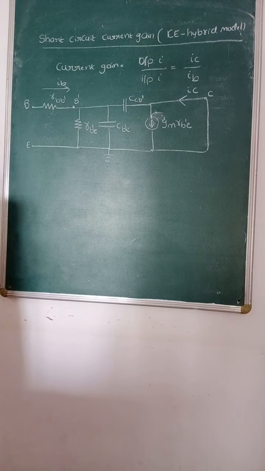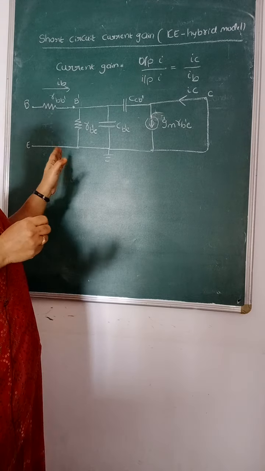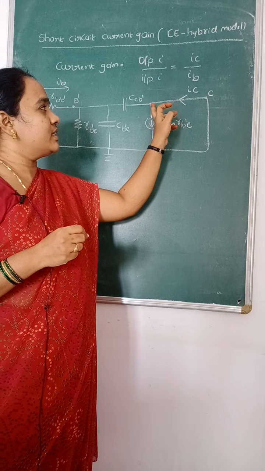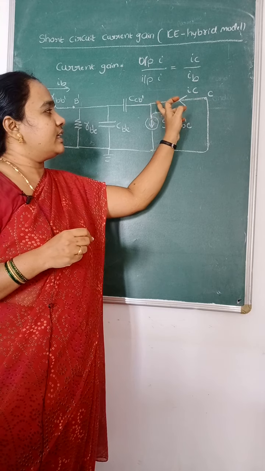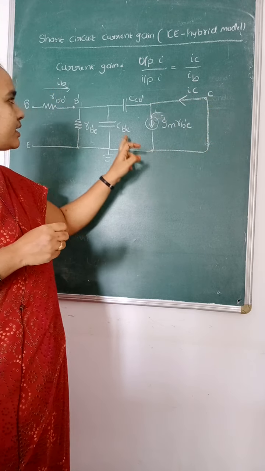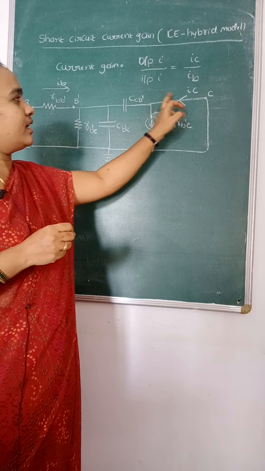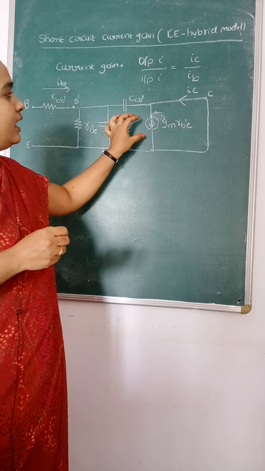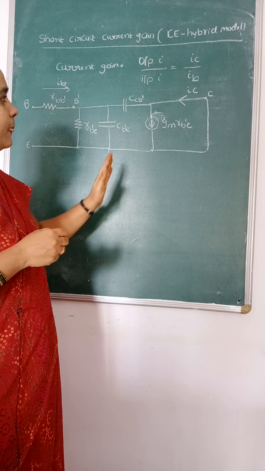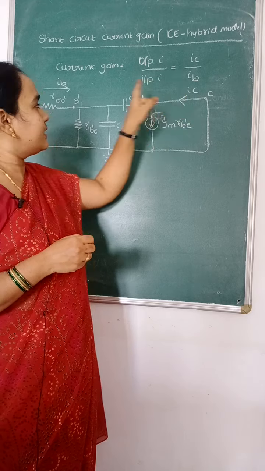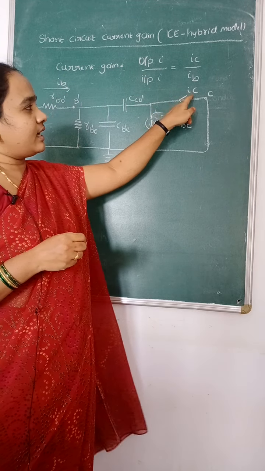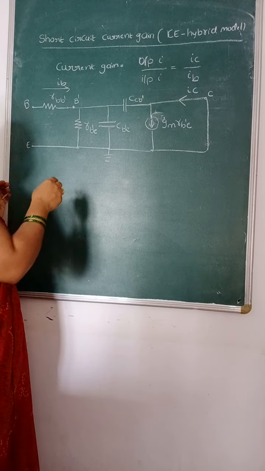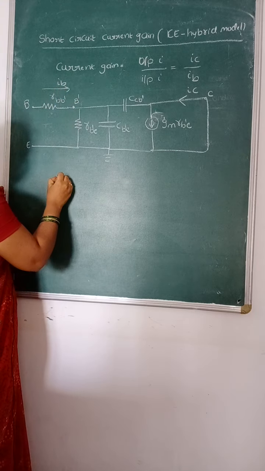This is the circuit diagram of the hybrid model such that the output circuit is short circuited. Short circuited means we directly connect the collector to the emitter. Collector and base emitter terminals are directly connected. This is the current passing through the hybrid model. Our aim is to calculate the base current and the collector current and find the ratio, that is the current gain. First of all, let us calculate the base current.